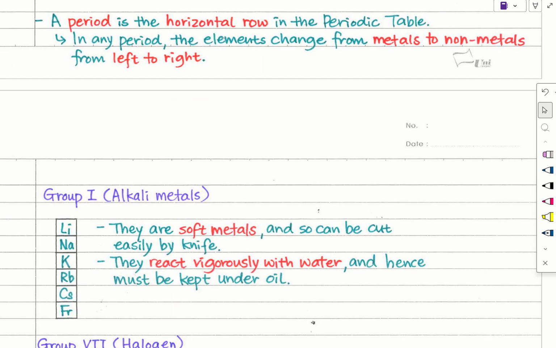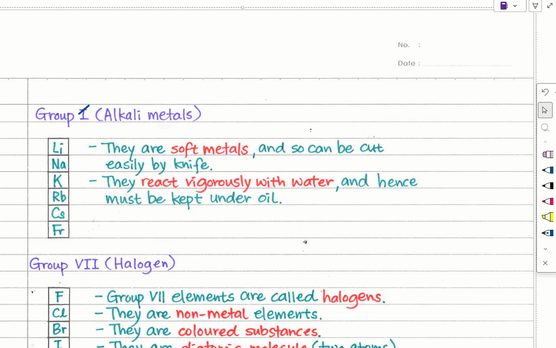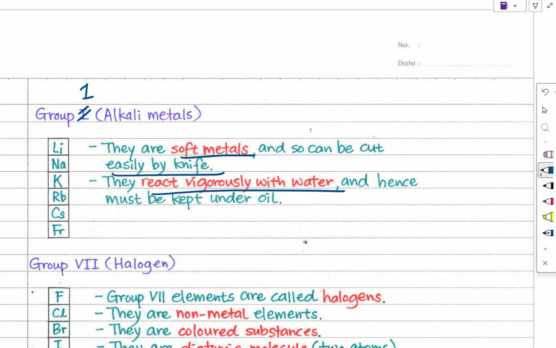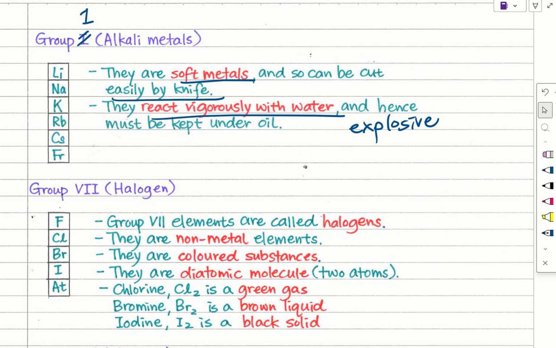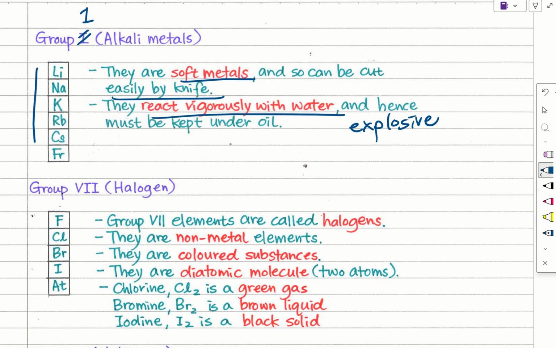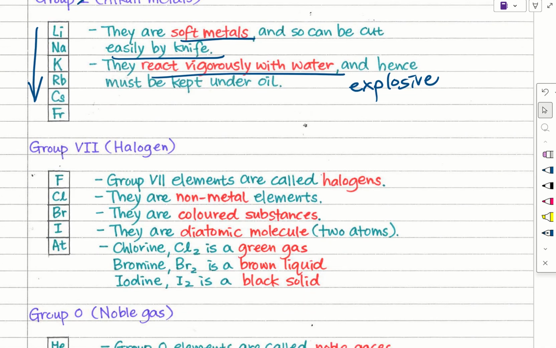So group 1 is the alkali metals. They are soft metals, so they can be cut easily by knife, and they react vigorously with water. I may have shown the video whereby when they are thrown in water, it becomes explosive. So it must be kept under oil. Remember, a group is from top down, vertical.